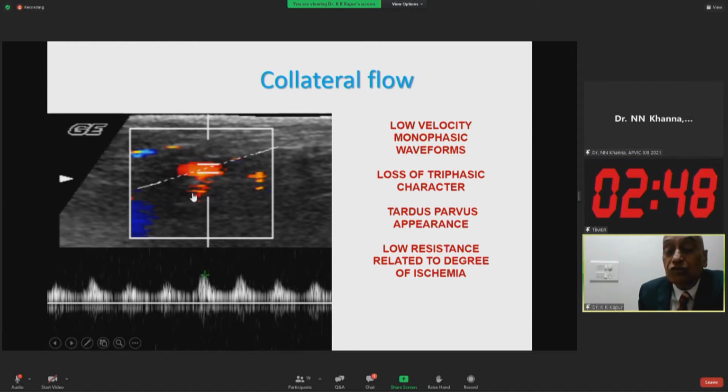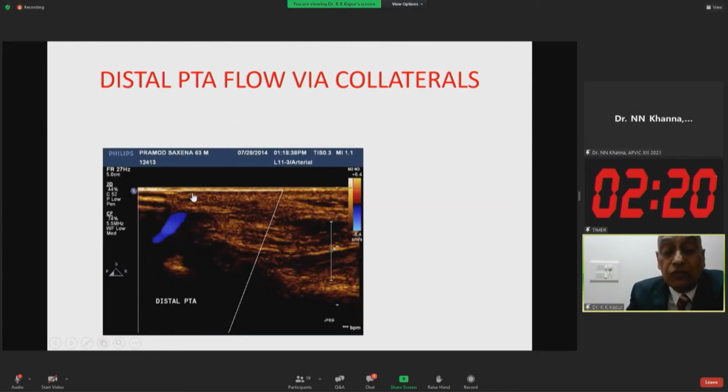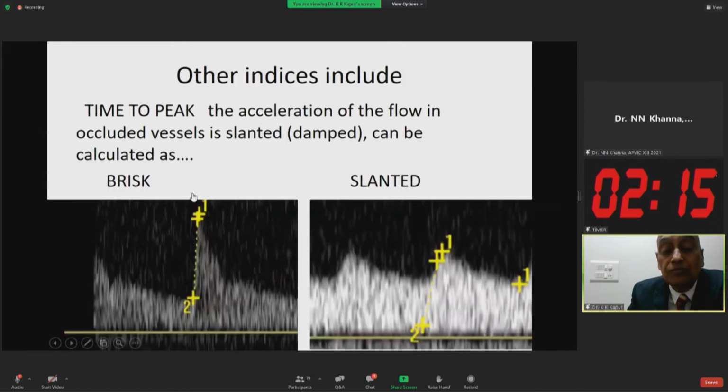There is a loss of the triphasic character. There is a tardus parvus appearance and low resistance, which is related to the degree of ischemia. This is an example of an infrarenal abdominal aortic block. As you can see very clearly, this is an infrarenal abdominal aortic block, but the flow is occurring into the common femoral artery, SFA, and the profunda artery via the collateral channels. And the flow is then occurring into the PTA also.